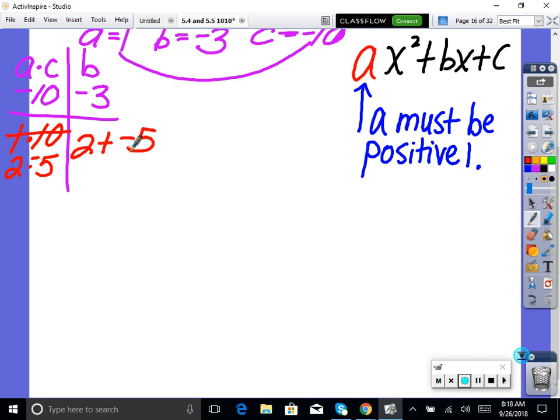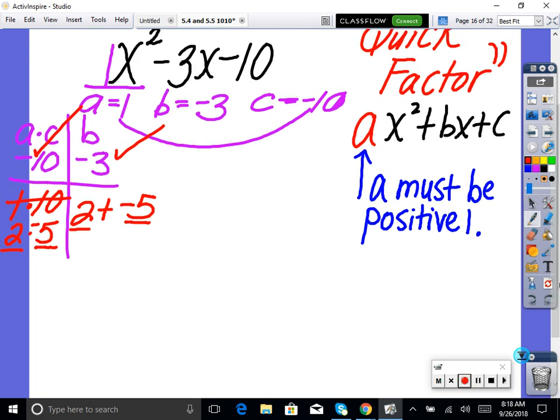We ought to check. You have to make sure it works in both boxes, because sometimes it'll work over here, but not over here. So check. Does positive 2 times negative 5 equal negative 10? Yes. And then does positive 2 plus negative 5 equal negative 3? Yes. So it works in both boxes. So those are what our factors are.